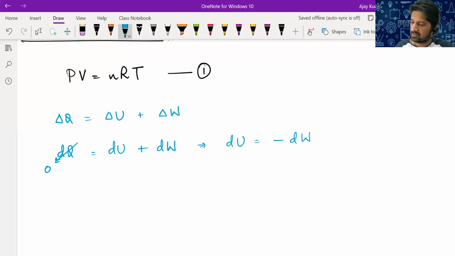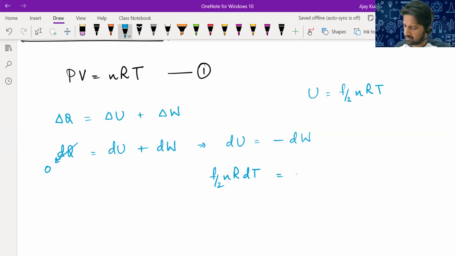Fine. By definition, internal energy, we had discussed this in the first lecture of thermodynamics itself, is given by F by 2 nRT, from Maxwell's law of equipartition of energy. Then dU becomes F by 2 nR dT. Small change in internal energy can be expressed as F by 2 nR times small change in temperature, is equal to negative of dW, which is nothing but PdV. Generally in mechanics, we write dW is equal to F dot ds. When it comes to work done by a gas, this same expression changes to pressure multiplied with the small change in volume. dW is PdV.